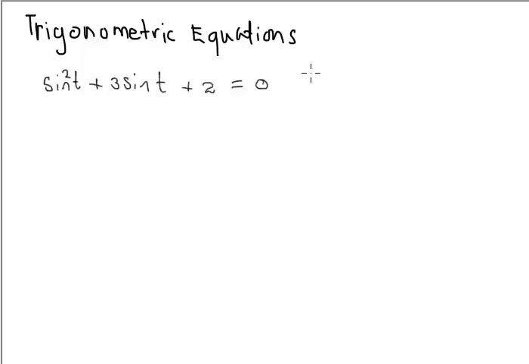If you look at this, you could say let x be equal to sine t, then you've got a quadratic equation, isn't it? Okay. So now our first task here would be to try to see whether we can factorize this. Can we? If it was x squared plus 3x plus 2, can we factorize? What are the factors?